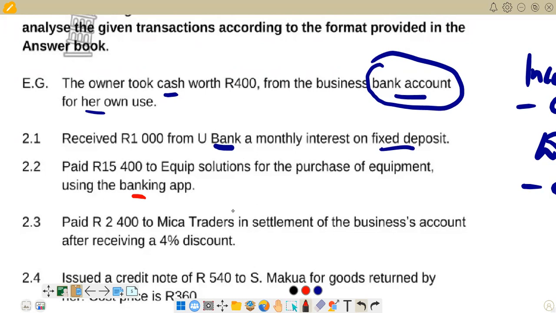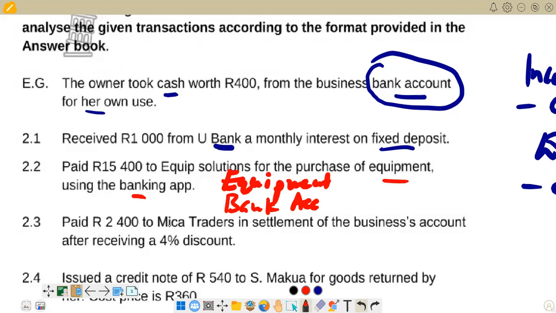It means we have a bank account that is there. Obviously, we have a bank account, and then this is Equip Solutions, and we are purchasing equipment. So it means we are receiving equipment in the business, and this is our non-current asset. Equipment represents the non-current asset. When we are receiving an asset, it means we debit it. We also have an equipment account. The equipment account is the other account that we are having there.